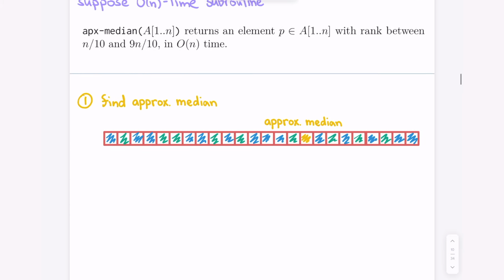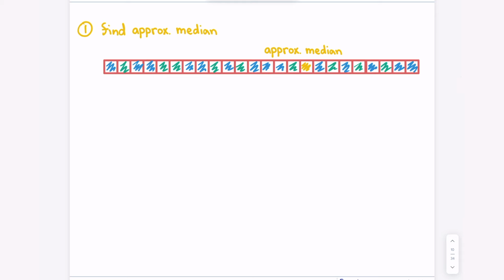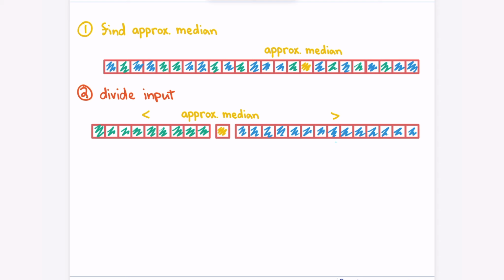Great. So let's just look at the same algorithm again. Your subroutine returns an approximate median. You compare everything again, n time like before. It might not be so balanced this time. And you recurse on the appropriate half. So same algorithm, just that your median's not perfect.